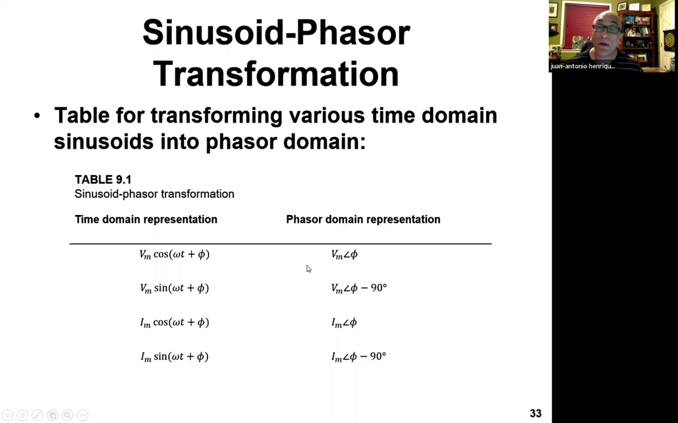So this is a summary of how we can transform between time domain and phasor domain. Again, these are the representations we have been looking at. Our point of reference is always going to be cosine waves. So if we have to represent a sine wave, we're going to have to include a -90° here. Same thing for currents. Normally we use cosine waves to represent all the signals. If we use sine waves, we have to include this -90° factor in the representation.